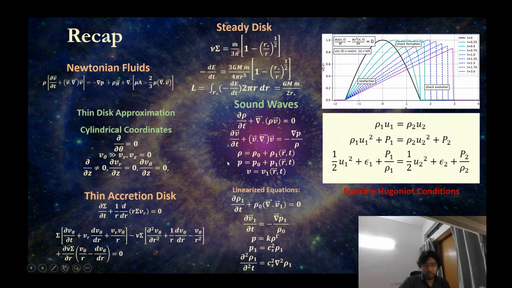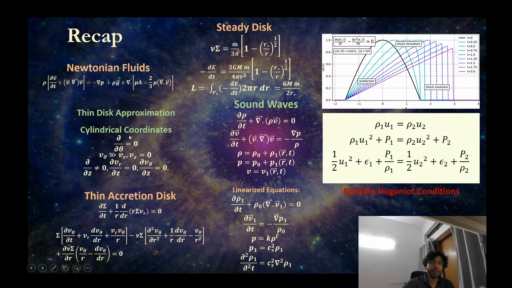So let's start with a quick recap. We studied that for Newtonian fluids, this is how the momentum balance equation will turn out to be, and then from there we studied thin accretion disks, which are basically geometrically thin.